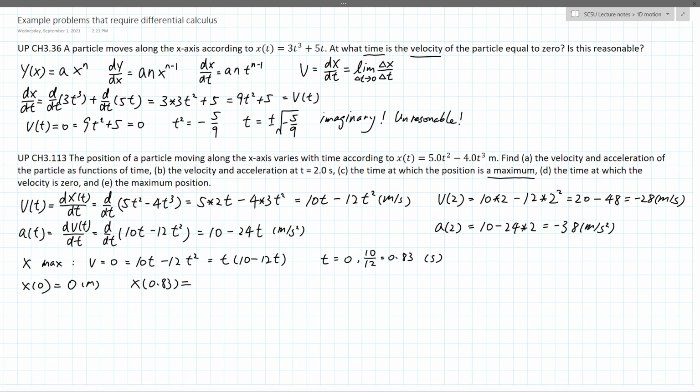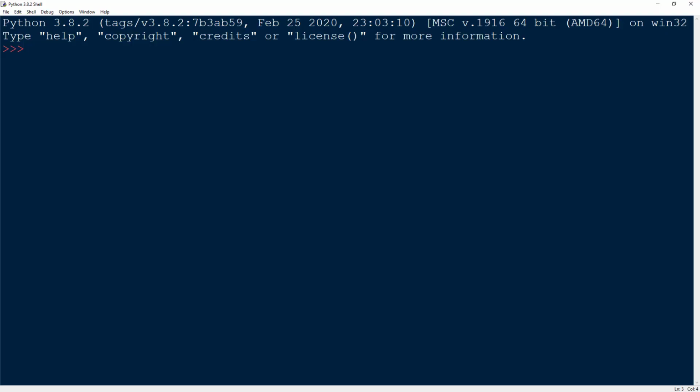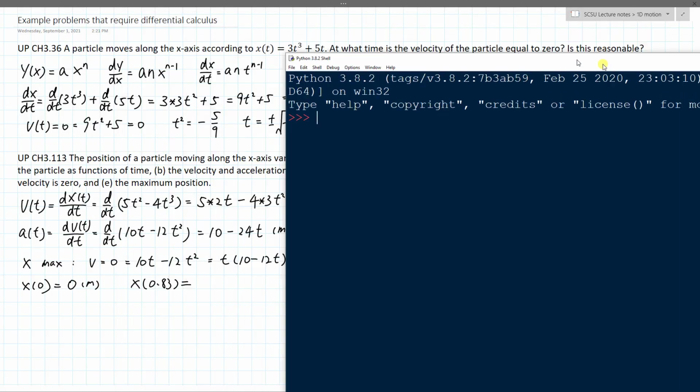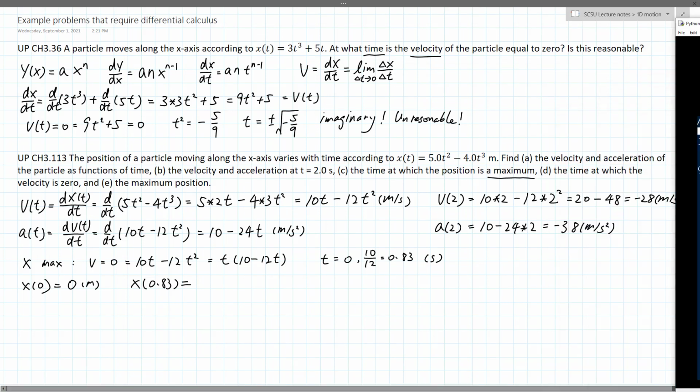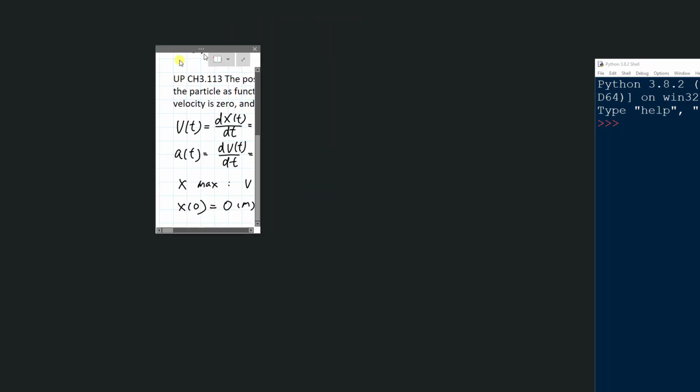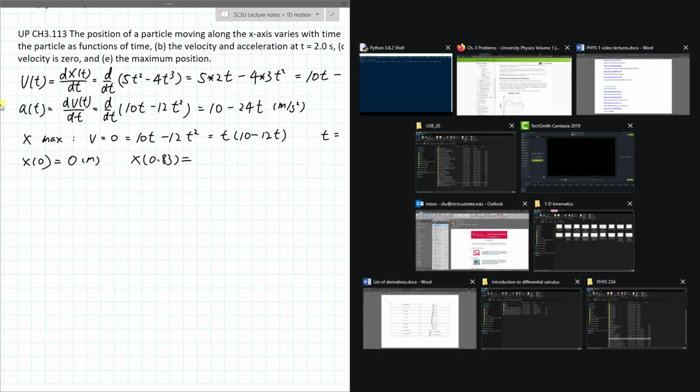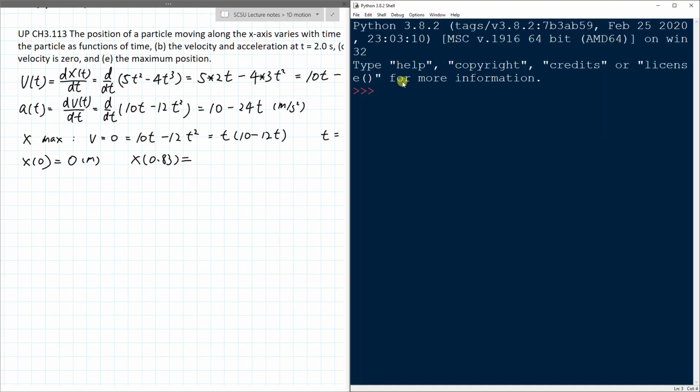So let me move Python over. I'll put it on the right side. This one could go to the left side. Okay, so here's my Python.